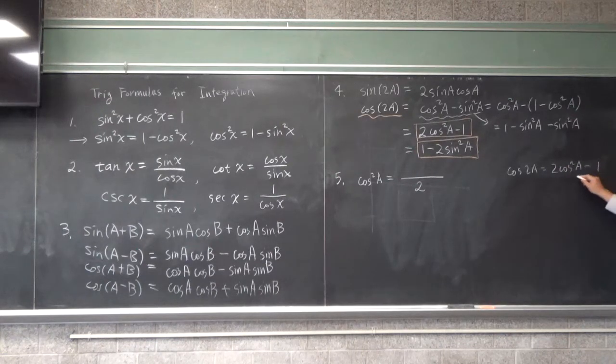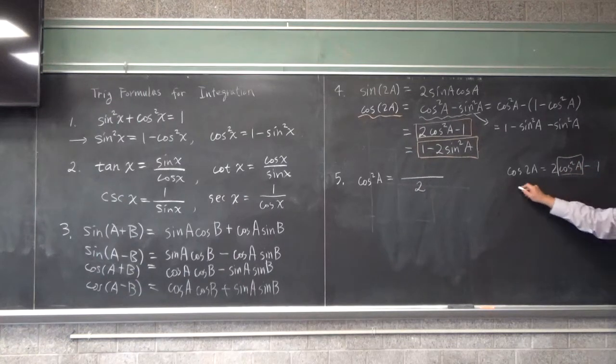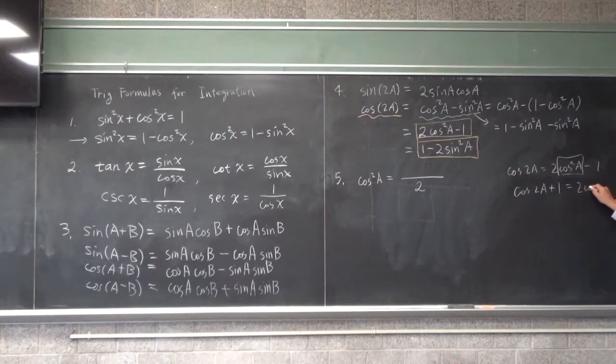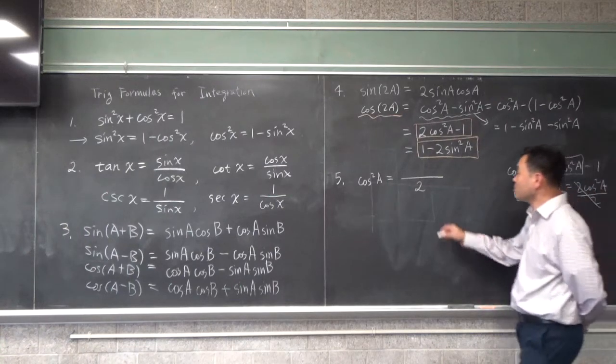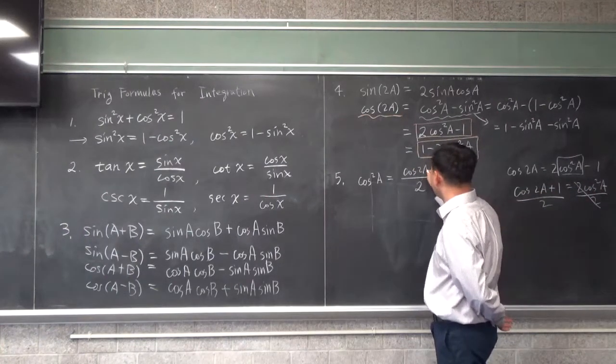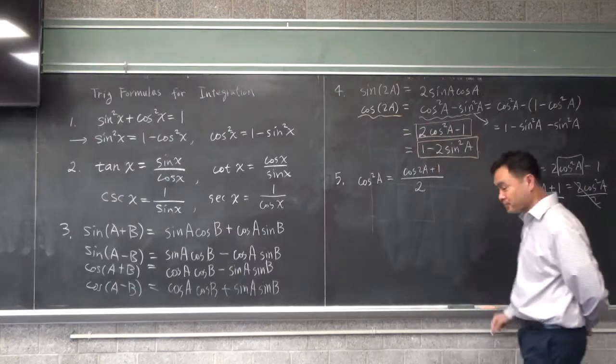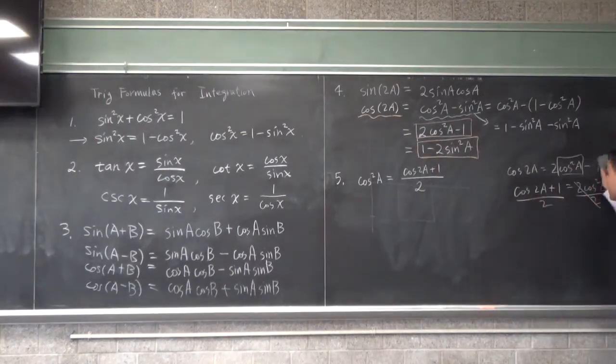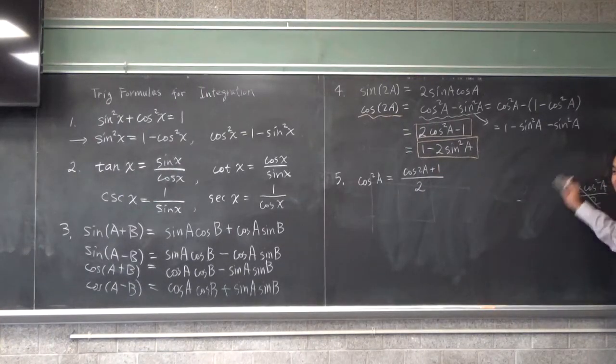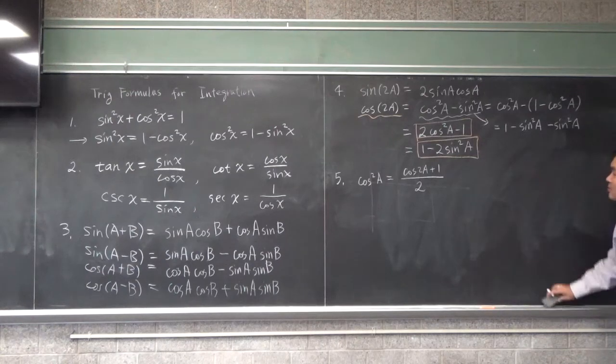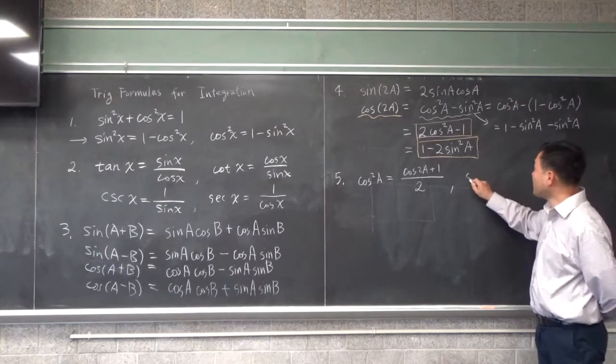Okay. I'm trying to isolate this one, right? So what do you do first? Oh, plus 1. And then you divide by 2, right? So you get cosine 2a plus 1. Okay. How about sine squared of a?